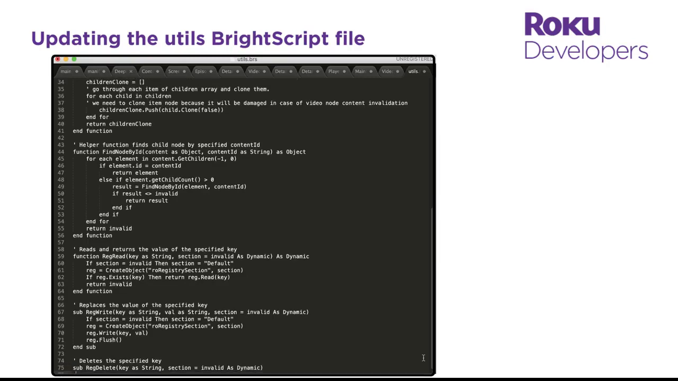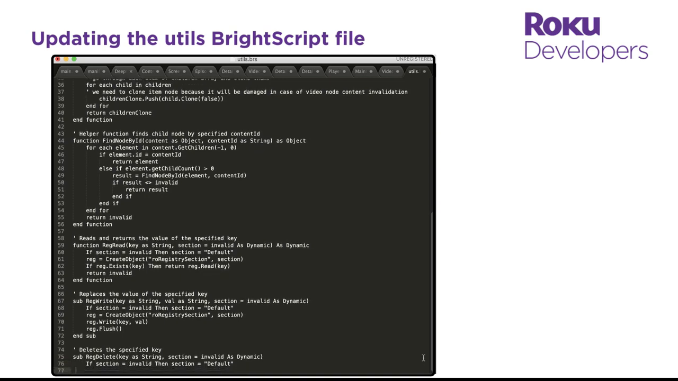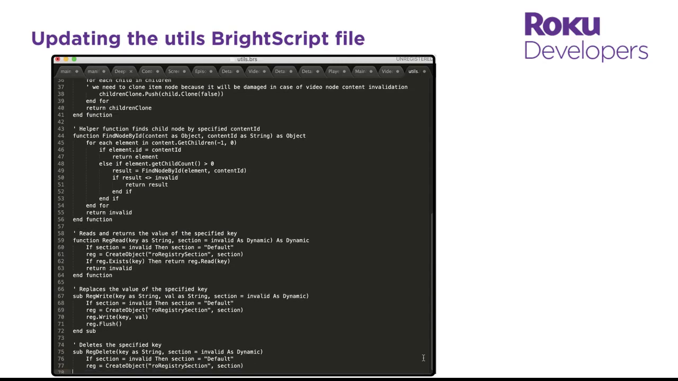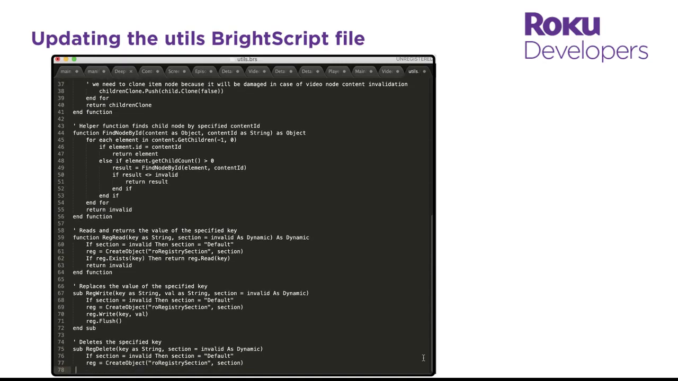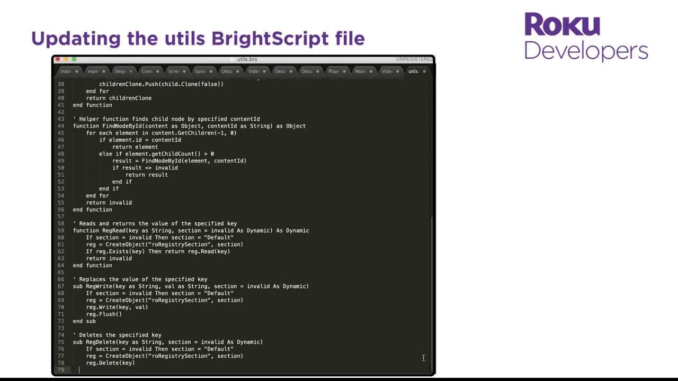Just like we did for the other two methods, we'll first check whether a registry section was passed into the method. If not, we'll set the name of the device registry to be used to default again. And then create a registry section, and like before, we do this by creating an roRegistrySection object with a name stored in the section attribute, and we save the registry section object in a reg reference variable. Now we'll call the registry section's delete method with a key that was passed into the regDelete method. This removes the specified key from the specified registry section.